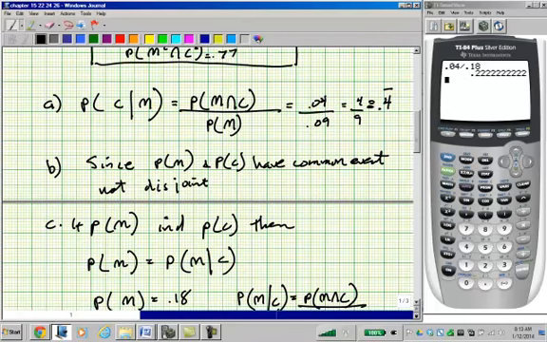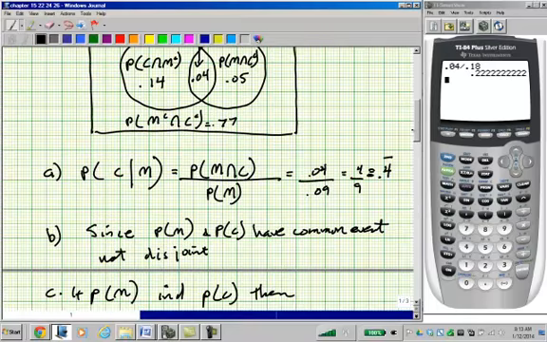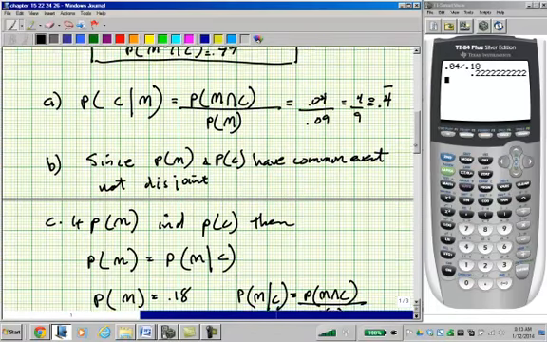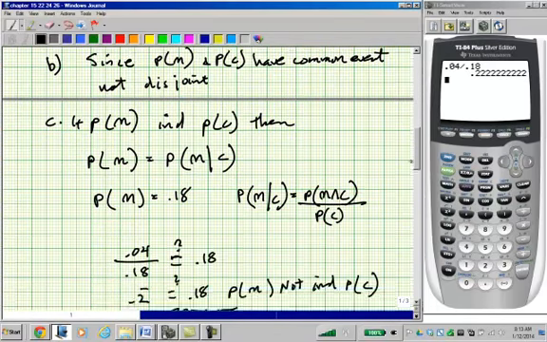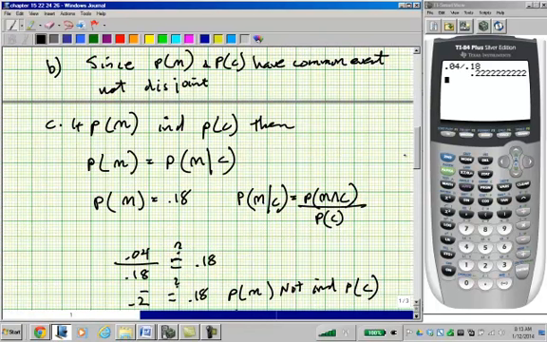No, because they have a shared 0.04. Okay, they went to both. Okay, so they're not disjoint. C, are they independent? If the probability of going to Mexico is independent of the probability going to Canada, then the probability you went to Mexico equals the probability that you went to Mexico given you've gone to Canada. This is the formal definition of independence.